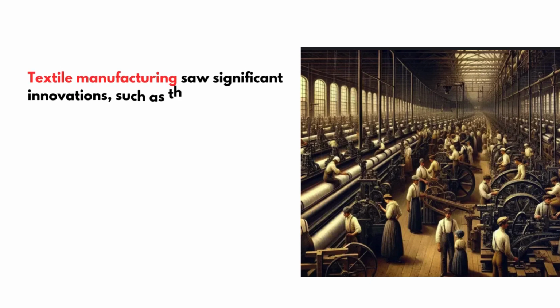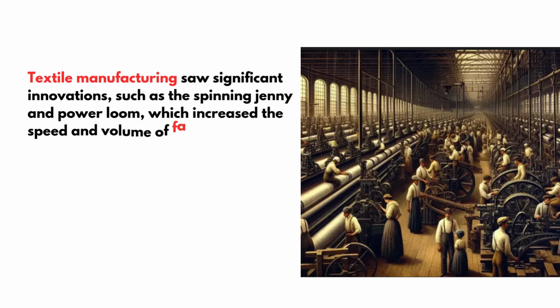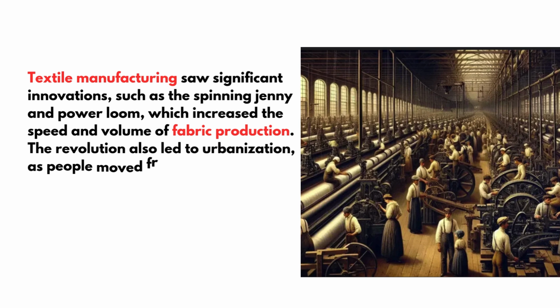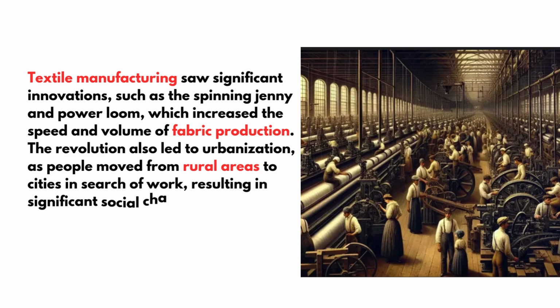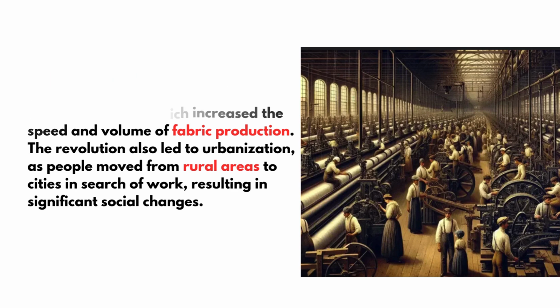Textile manufacturing saw significant innovations such as the spinning jenny and power loom, which increased the speed and volume of fabric production. The revolution also led to urbanization as people moved from rural areas to cities in search of work, resulting in significant social changes.